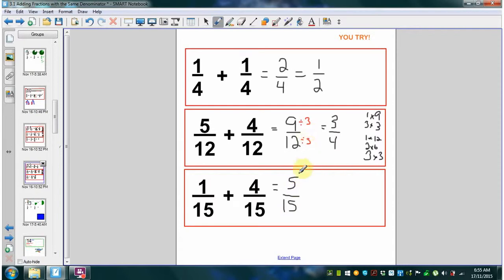Okay, I can look at this one and I can see 5 goes into 5, and 5 also goes into 15, so I'm going to skip this step of writing out my factors. So 5 divided by 5, and 15 divided by 5. So 5 divided by 5 is 1, and 15 divided by 5 is 3.